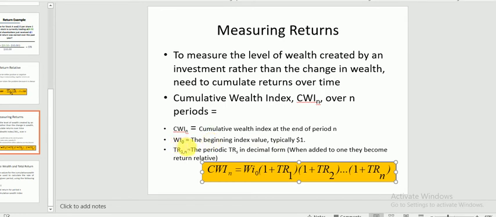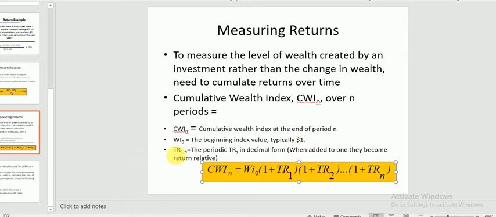Like, today I buy a stock and purchase it at $5. So that $5 is my WI0. And typically in the question we take a standard value of $1. With the standard value of $1 we make the comparison, and then we multiply the value calculated from the $1 by how much investment we made. Later on I will practically show you.